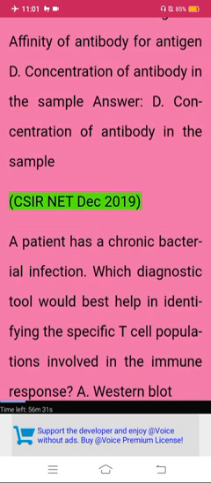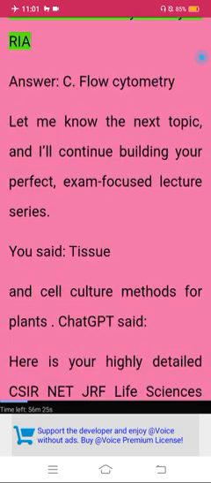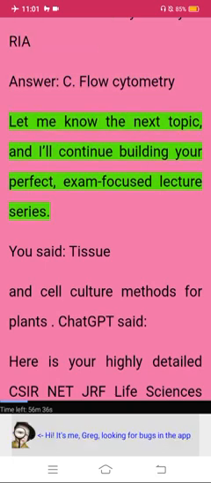CSIR NET December 2019. A patient has a chronic bacterial infection. Which diagnostic tool would best help in identifying the specific T cell populations involved in the immune response? A: Western blot. B: ELISA. C: flow cytometry. D: RIA. Answer: C, flow cytometry. Let me know the next topic, and I'll continue building your perfect, exam-focused lecture series.